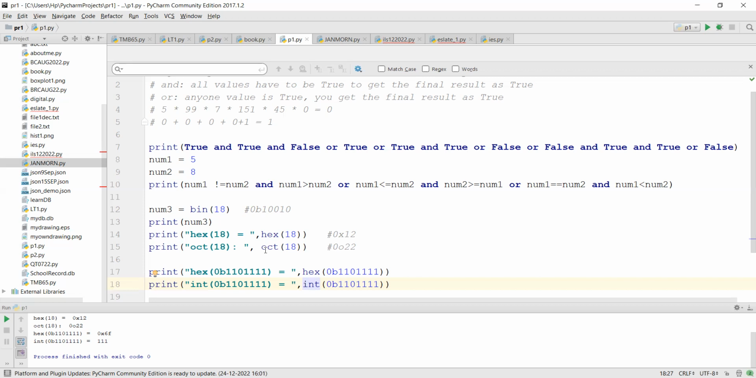As long as you are using integer, it's fine. But if you want to use binary, how will Python know that you want to use binary? So you have to put 0b in front. Yes or no?